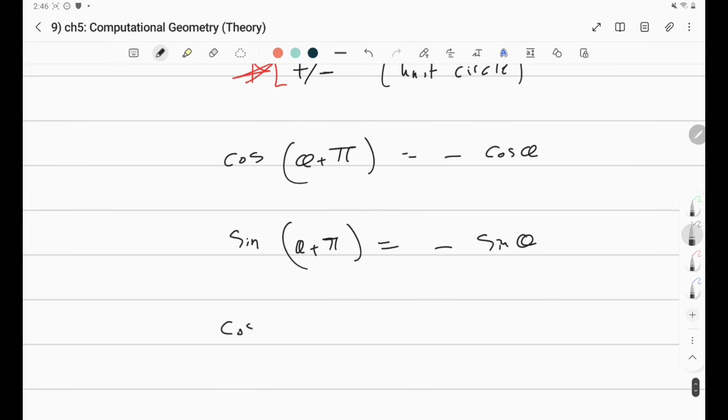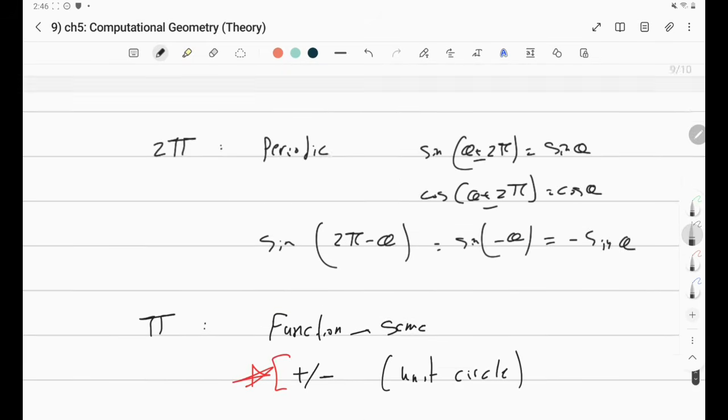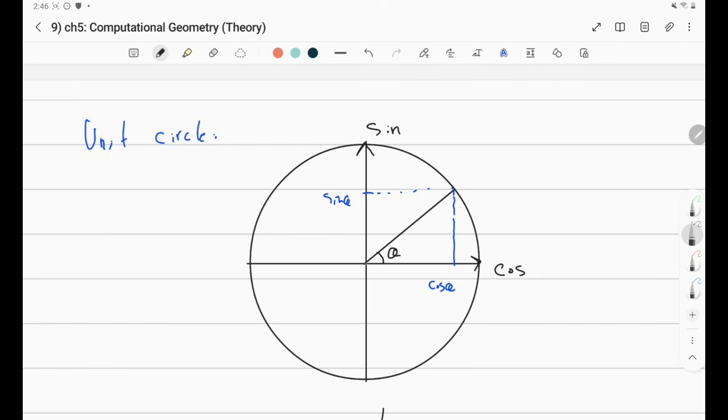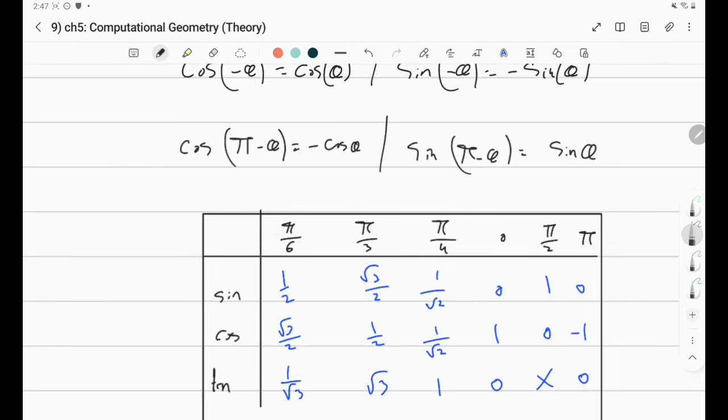If you have, however, cosine of pi minus theta, then again you have a pi, so the function does not change. You just need to figure out the plus or minus. Again, you do the same thing. You go there. You're now in the second quadrant. So cosine is negative, so you flip it.